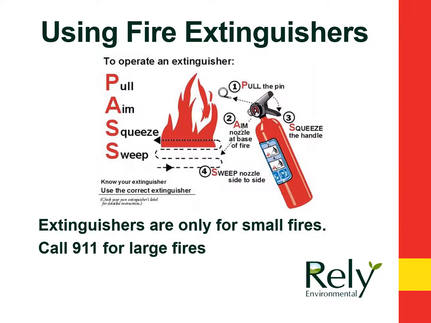To operate a fire extinguisher, remember the word PASS. Pull the pin, aim the nozzle at the base of the fire, squeeze the handle, and sweep the nozzle from side to side. Remember, fire extinguishers should only be used on small fires or to suppress a fire to allow a person to escape. Large fires should be handled by the fire department.